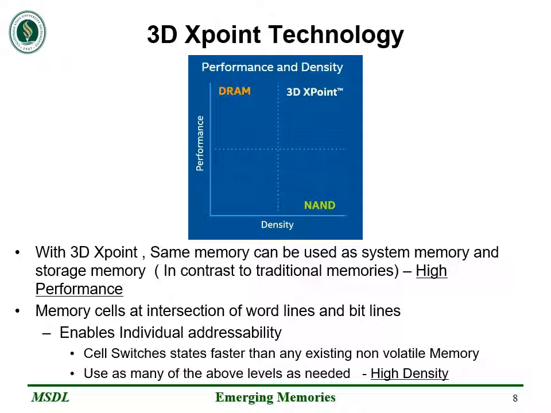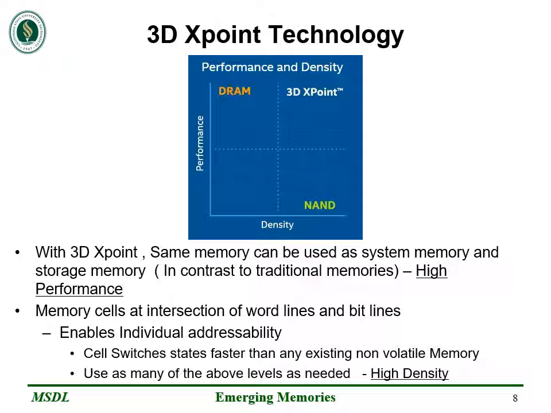In contrast to traditional memories, the same memory in a 3D XPoint can be used as system memory and storage memory, hence eliminating the need to communicate in between. Memory cells at the intersection of word and bit line enable individual addressability. This leads to higher density, as cell switches stay faster than any existing non-volatile memory.